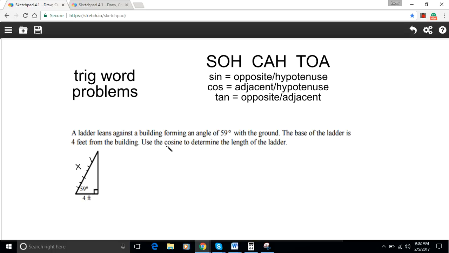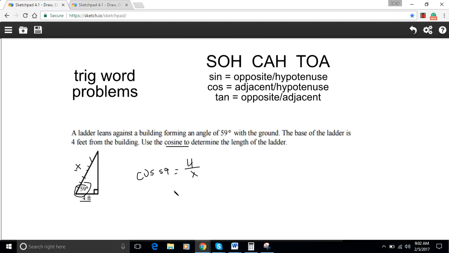They're actually telling us here to use the cosine. We didn't need to know that. We can look right here from the perspective of this 59-degree angle that we have an adjacent side and we have the hypotenuse. So adjacent over hypotenuse, that's CAH, that's the cosine. The way to set this problem up is the cosine of 59 equals the adjacent, that's 4, over the hypotenuse, and that's the one we're looking for, so we're calling that x.